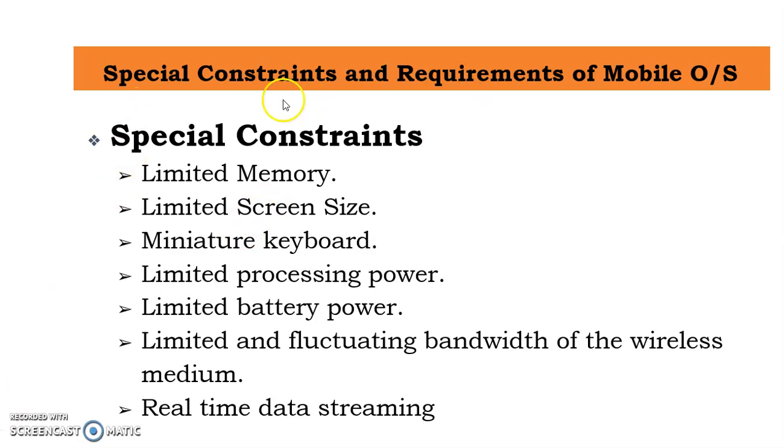Here, these are all special constraints. The first one is limited memory, and then limited screen size, and then miniature keyboard, limited processing power, limited battery power, limited and fluctuating bandwidth of wireless medium. The last one is real-time data streaming. So these are all special constraints of mobile operating systems. First, let me see limited memory.